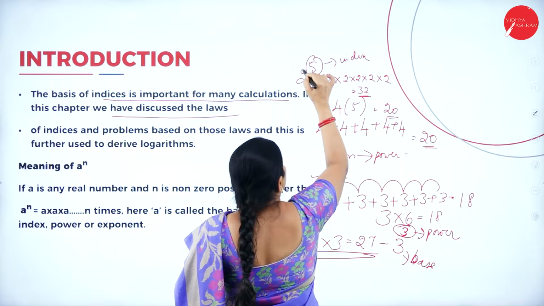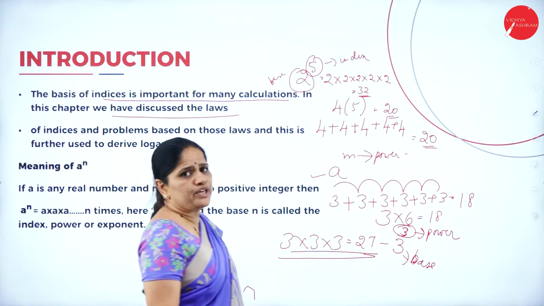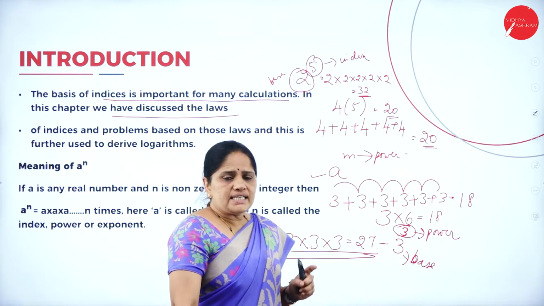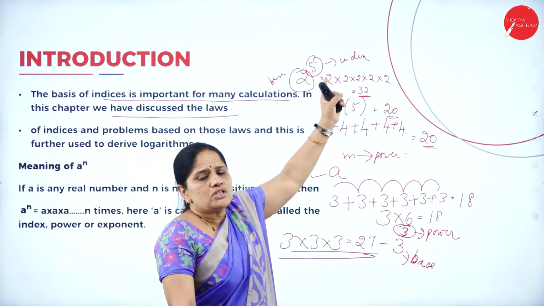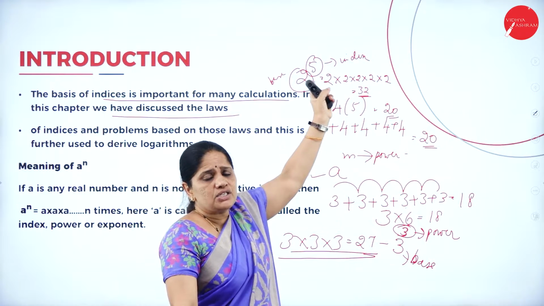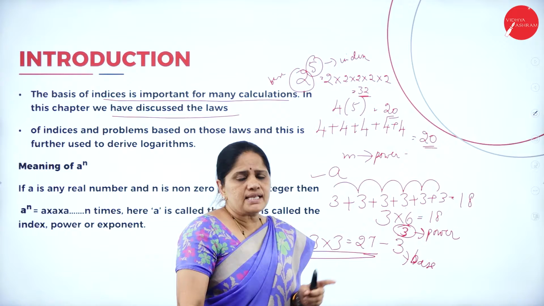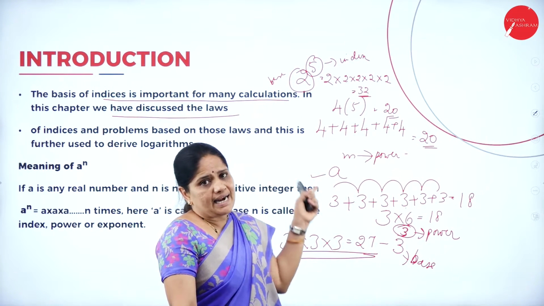This is called the index, and this is called the base number. Now, in the theory of indices, indices is nothing but the plural of the word index. The number which is raised to another number, that power is called the index, and the base is called the base or the radicand.